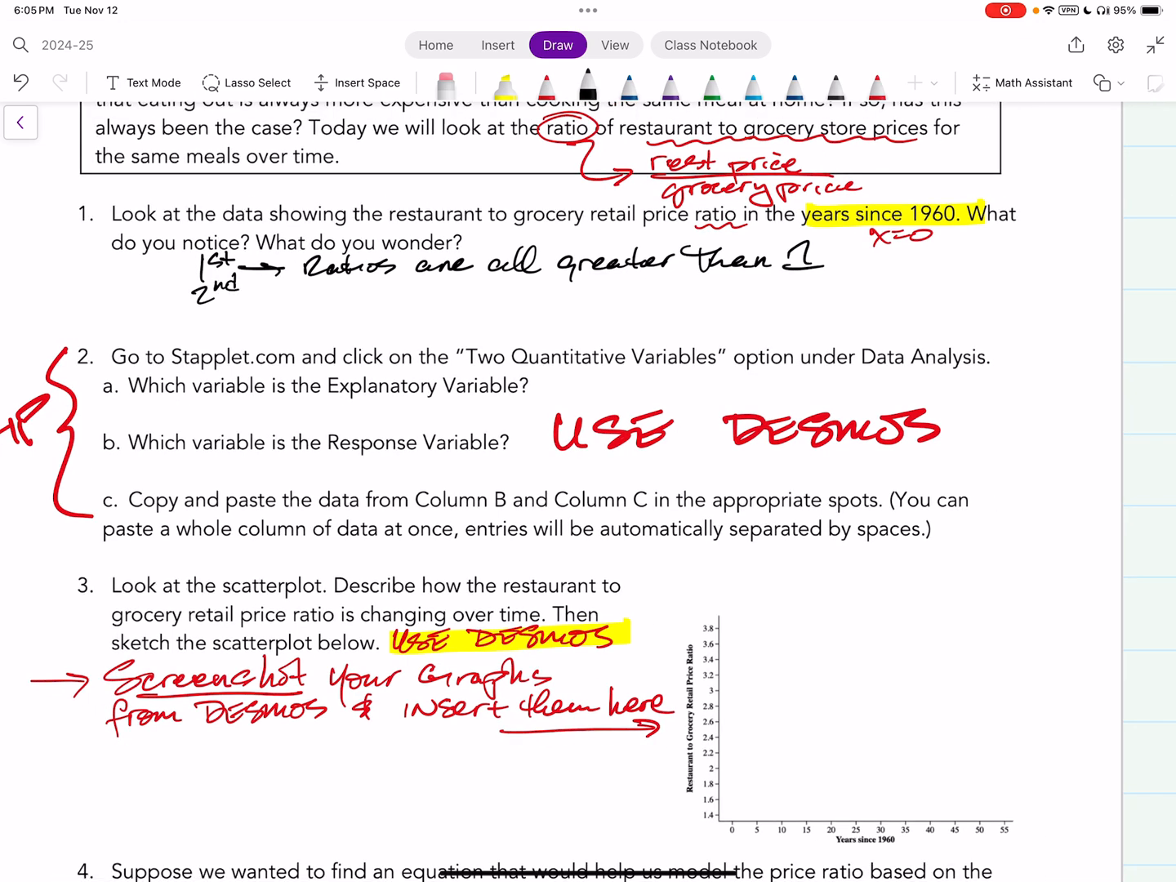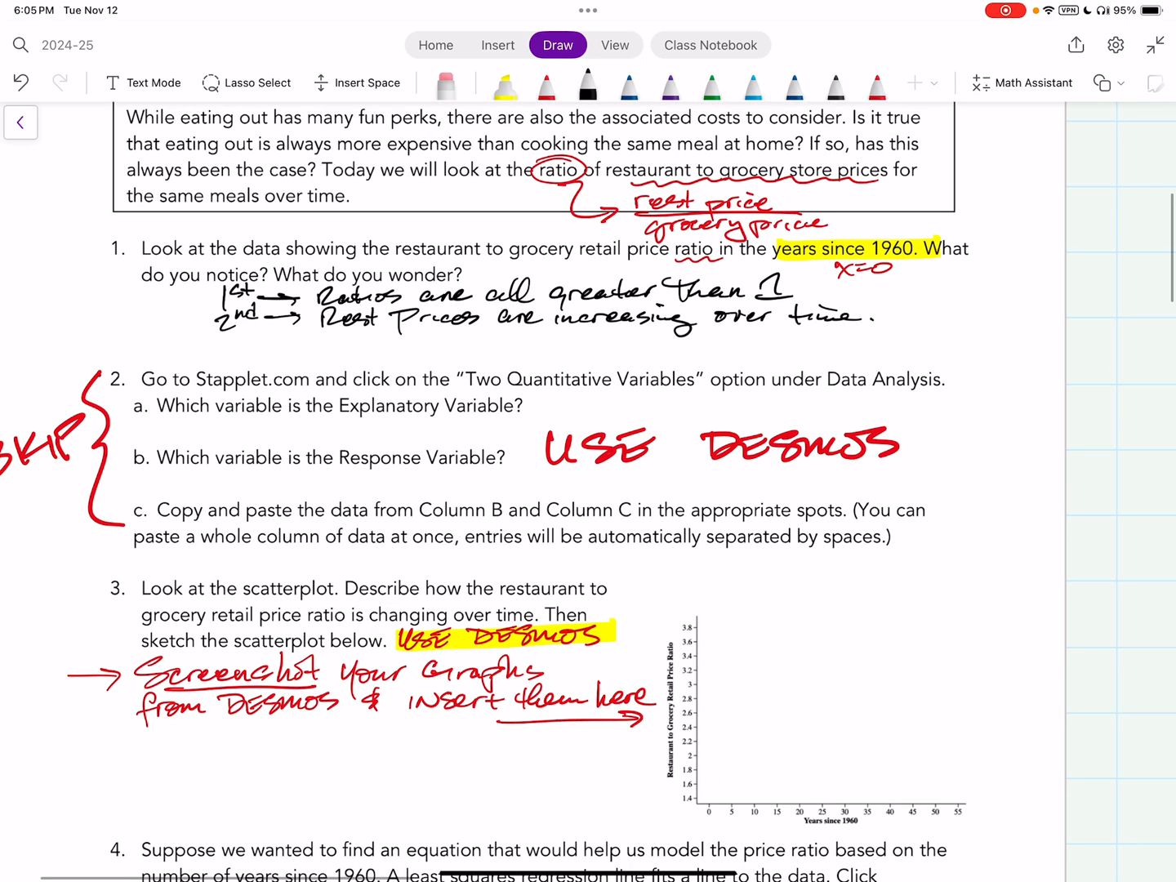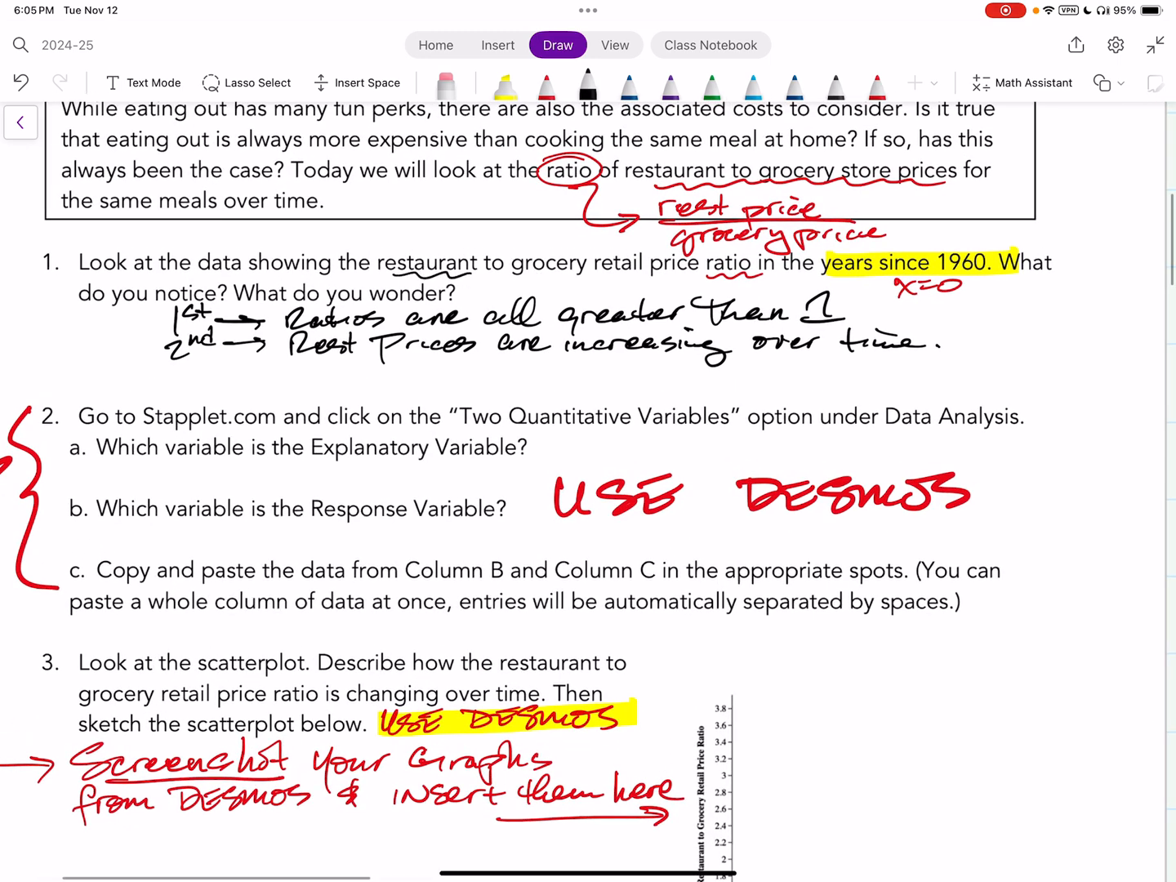Secondly, the restaurant prices are increasing over time. Because the ratio is increasing, that means the restaurant prices are increasing over time. That's the second thing that I notice. Well, what do I wonder? Well, we're talking about restaurants, right? Does this include fast food? Because when I talk about restaurants, I don't think of fast food, guys. I don't know about you guys, but I don't.